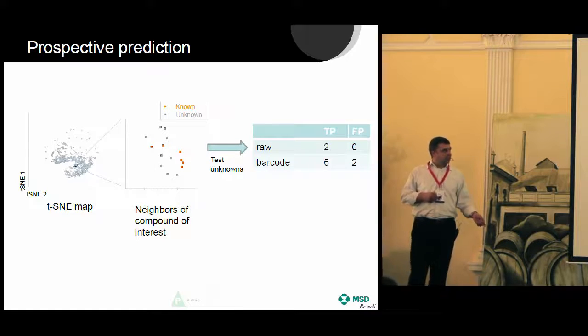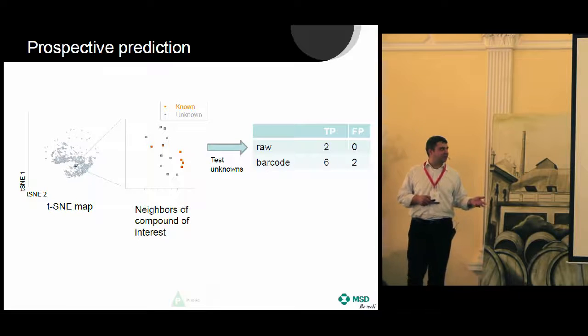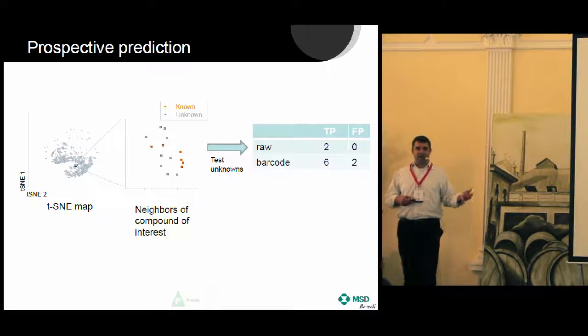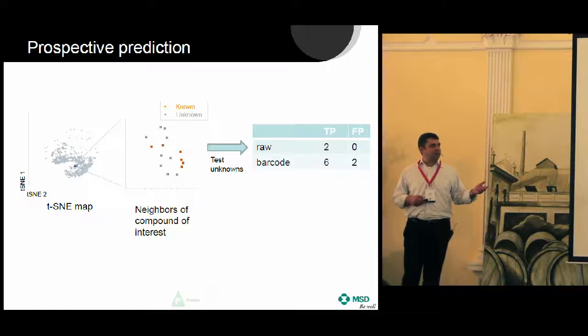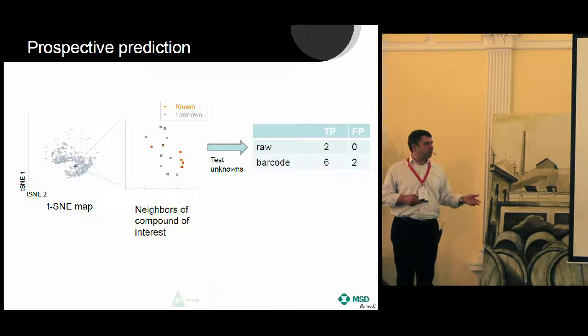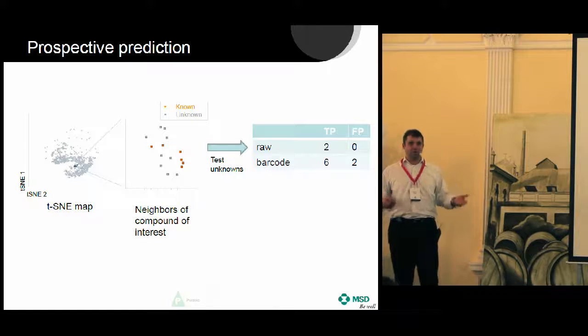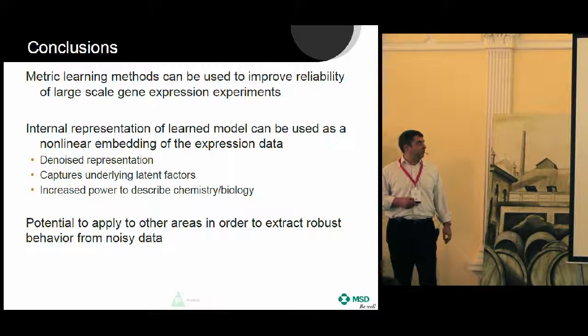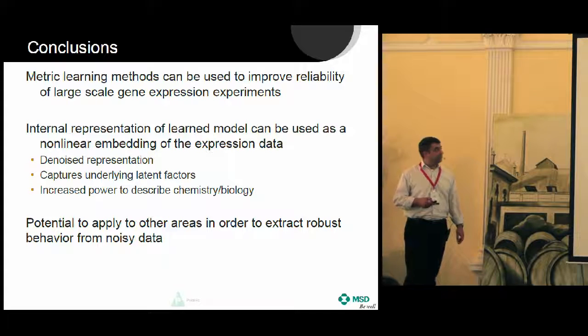In the barcode data, we captured those same 2, but we captured 4 additional ones, plus 2 false positives, so it's no free lunch, but we are getting more samples that are implicated or which are de-orphaned, in the sense that we're finding their targets by using the barcode data. And so that's basically it.